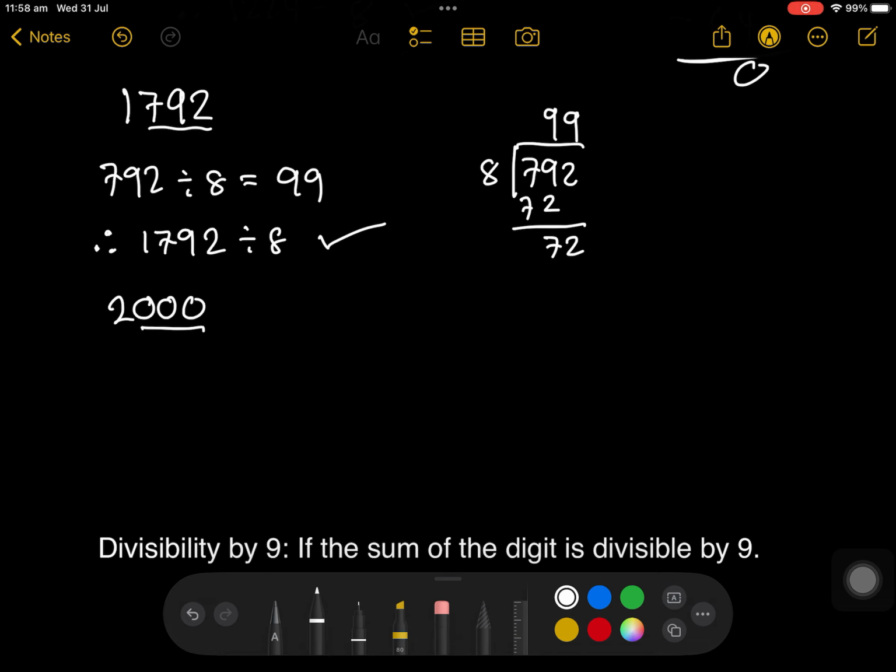So last example, if you have 2000 and you want to know if it's divisible by 8, get the last three digits. The last three digits are 000, and 0 divided by 8 is 0. So therefore we can simply conclude that 2000 is divisible by 8. When you divide 2000 by 8, you will get 250.